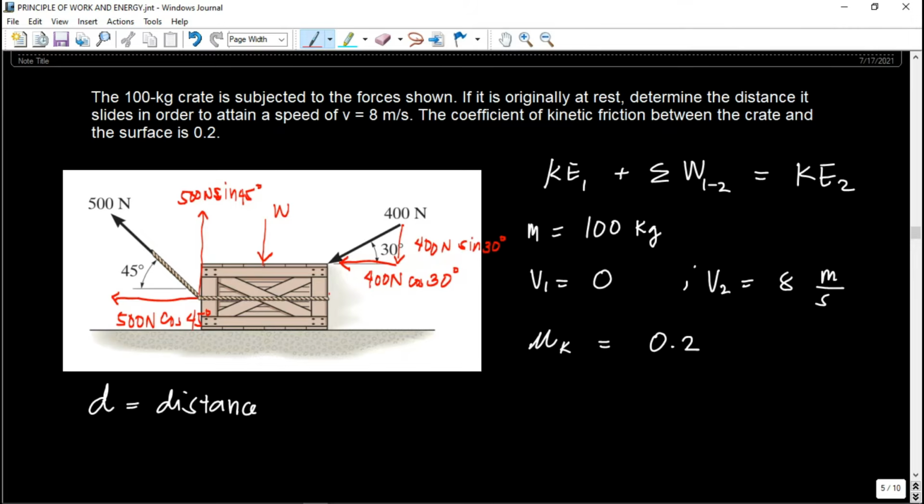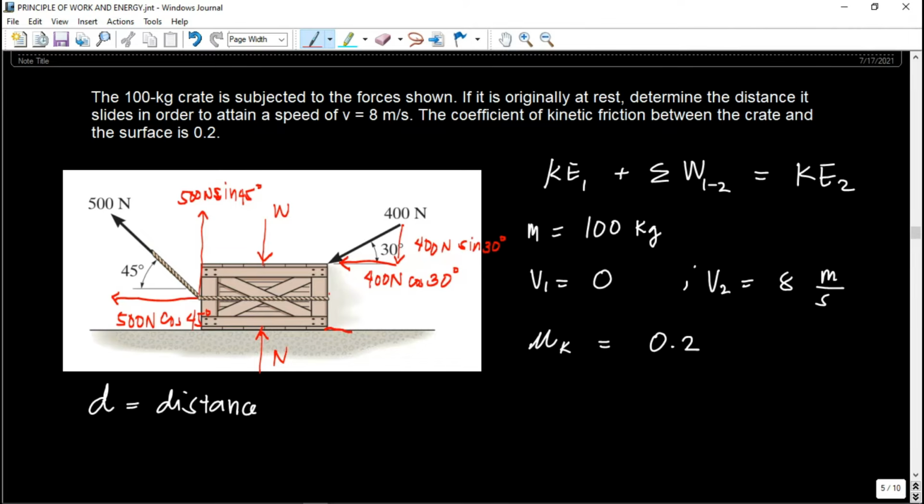So here is our weight, and of course, what counteracts the weight is the normal force. The crate is moving to the left. We were given a coefficient of kinetic friction, so we cannot disregard that. Here we have a frictional force that is acting opposite the movement of our crate.